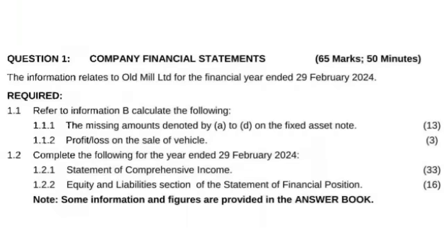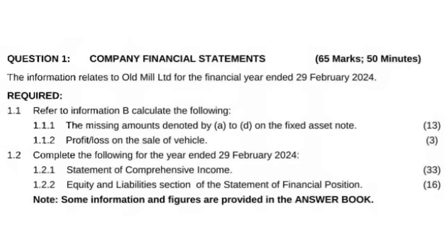In question 1, we are looking at a question that is going to help us see how a financial statement question is tested in the paper. You will see that in this paper it was worth 65 marks, and they gave us the information that relates to Old Mill Ltd for the financial year that ended 29 February 2024. Keep that in mind. 1.1 says refer to information B and calculate the following.